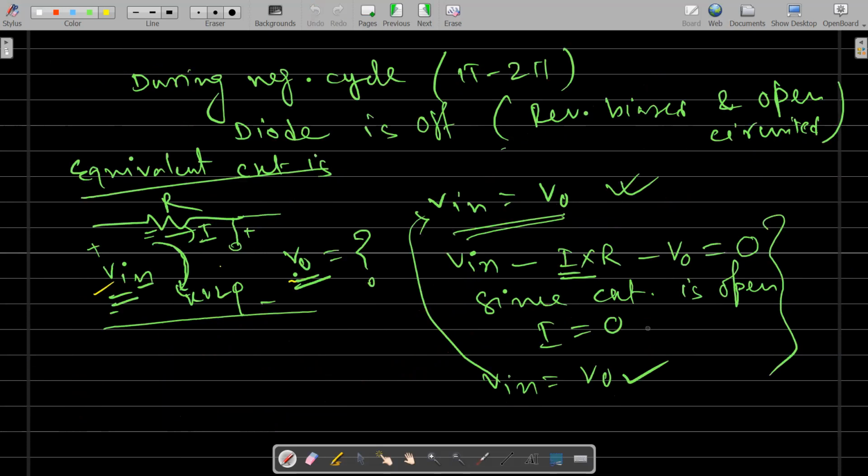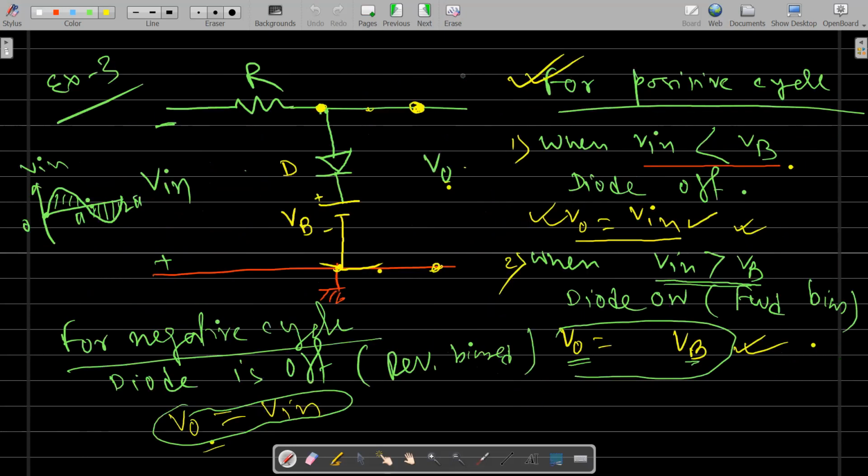Now, all these examples, that is example 1 and example 2, are unbiased clippers. We are not adding any external voltage, that is, the bias voltage. Now let's see example 3. It is one example of a biased clipper. See, one additional voltage, VB, is connected in series with the diode. So let us see what will happen.